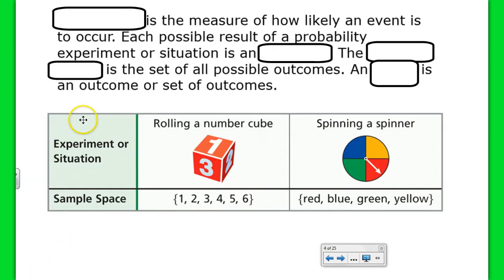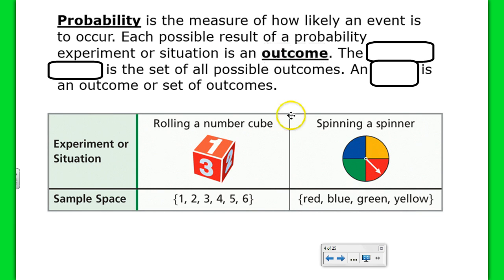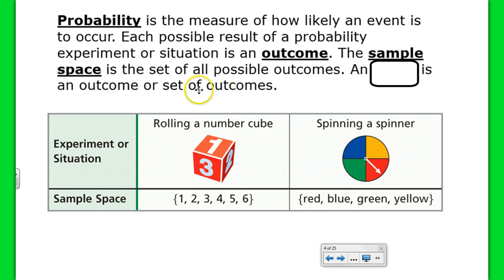So the measure of how likely an event is to occur is probability. And each possible result of a probability experiment or situation is called an outcome. So a group of possible outcomes is known as the sample space. It's the whole set of possible outcomes. For example, on rolling a number cube, the numbers 1 through 6 are possible outcomes, so they are the whole sample space, right?